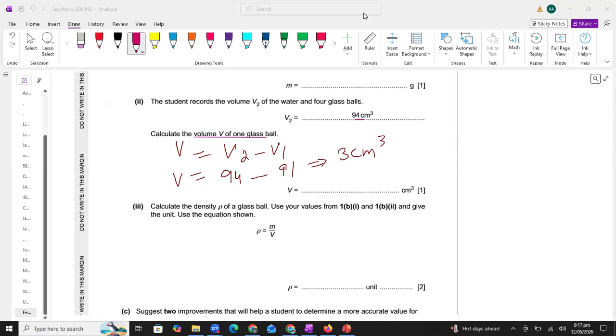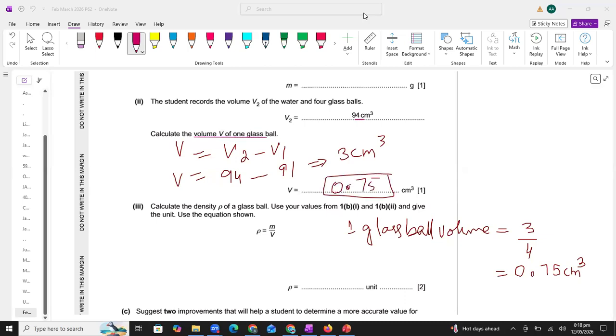All right. Now we have to calculate the volume of 1 glass ball only. So 1 glass ball volume is equal to 3 divided by 4. Why am I dividing by 4, beta? Because there are 4 glass balls. Alright, so we will get 0.75 centimeter cube. Well done, Suresh. So the volume of 1 glass ball is equal to 0.75 centimeter cube. Is it clear to you, students?